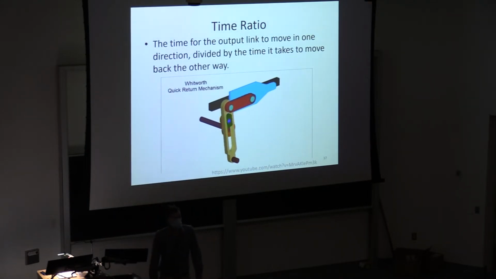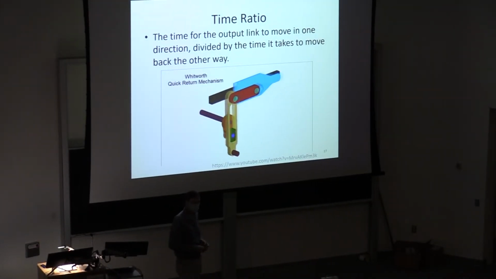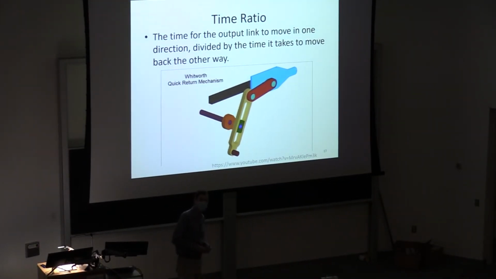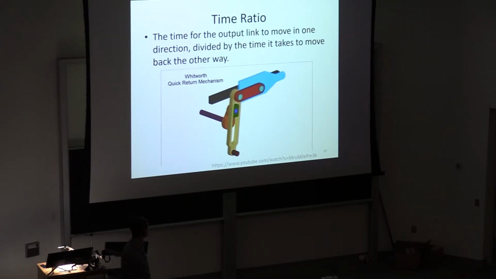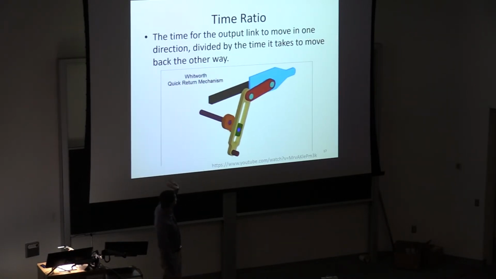Some mechanisms are designed to have extreme timing ratios. Okay, and this type of mechanism is called a quick return mechanism. And the name should evoke timing ratio to you right away. It's designed to move faster, which way? Left, right? Left moves faster, and then slow return to the right.